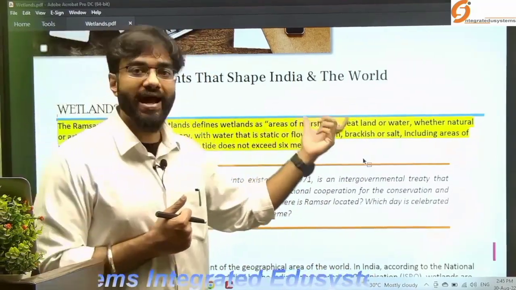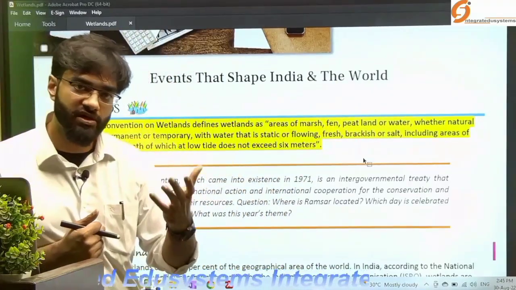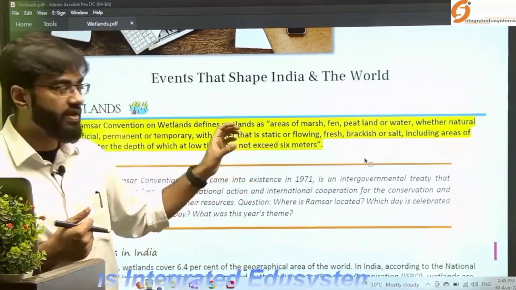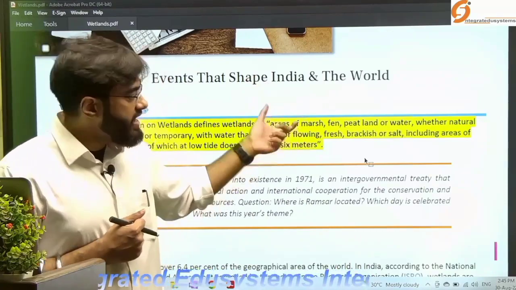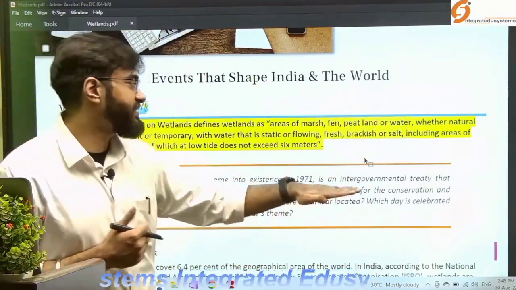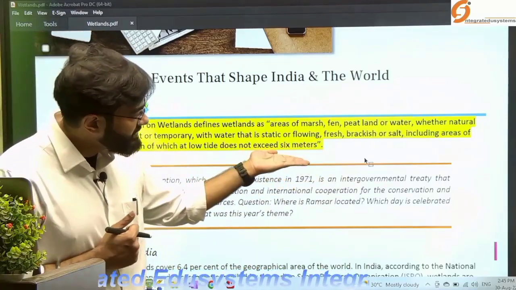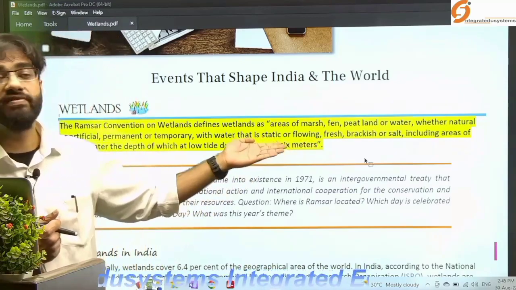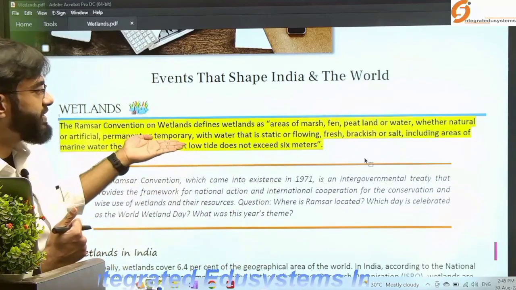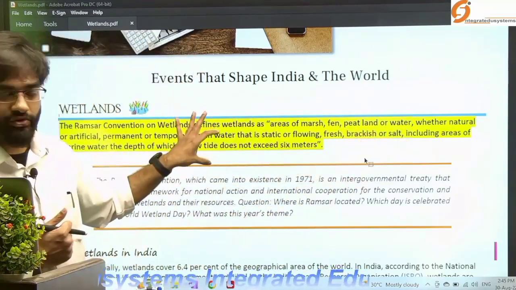When you are writing an answer, you need to be precise, whichever general studies subject it may be, whether polity or history. Especially in geography, you need to use geographical terms. You cannot just write, okay, the water is such and such. Each and every definition is made up of several components. That is, this is one, then we have permanent, temporary, then we have fresh, brackish or salt. So this I have highlighted for you.